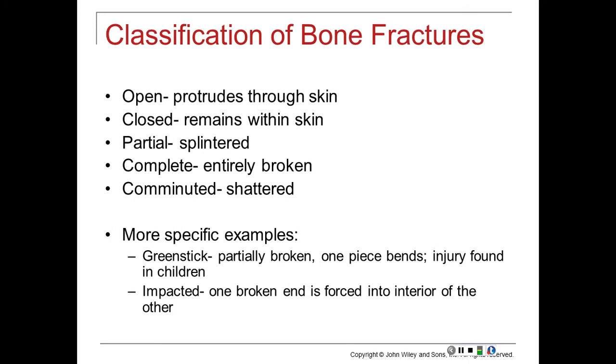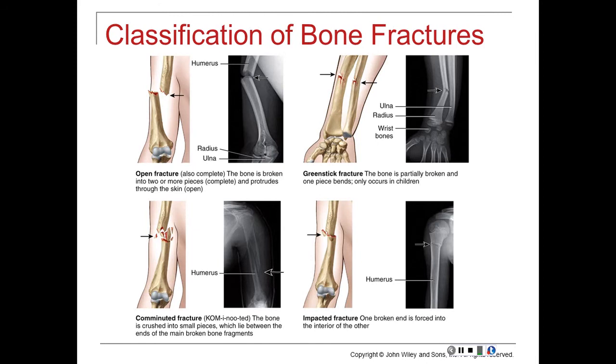An impacted fracture would be where one broken end is forced into the interior of another, so the bones are actually kind of colliding. Here you can see some examples. As I was mentioning, greenstick, very common around the wrist. You have breakage in both bones. In this case, they're partially broken because of the bend in the bones. An open fracture, here protruding through the skin. A comminuted fracture, lots of crushed little pieces in that humerus. Here would be an impacted fracture, where you have this end of this bone digging into this other part of the humerus.